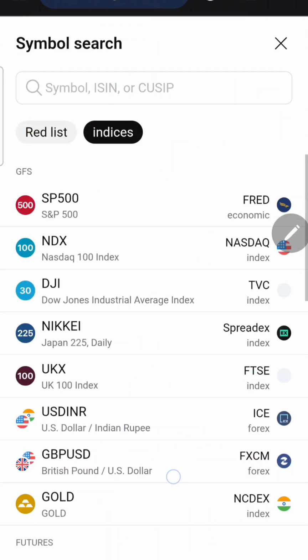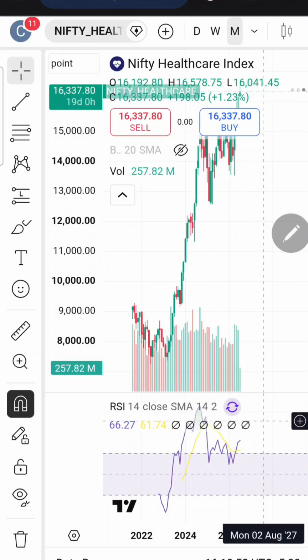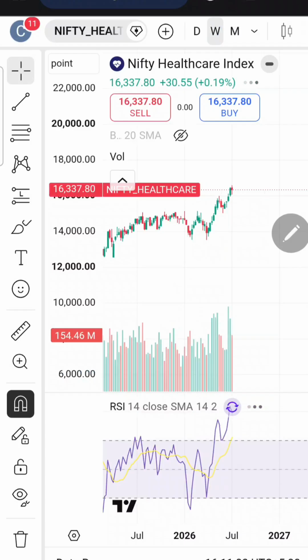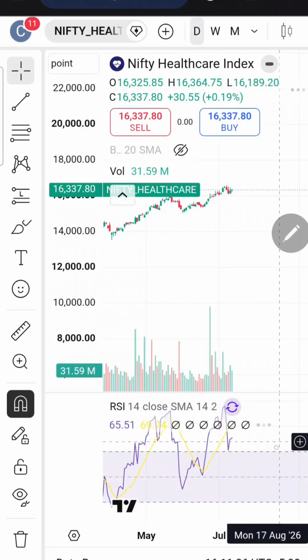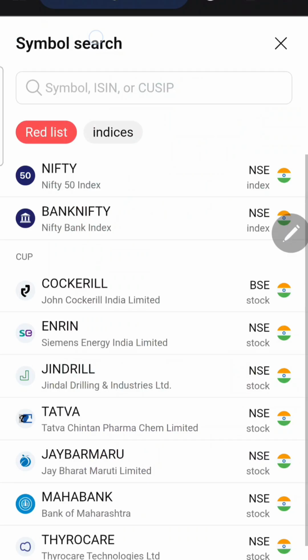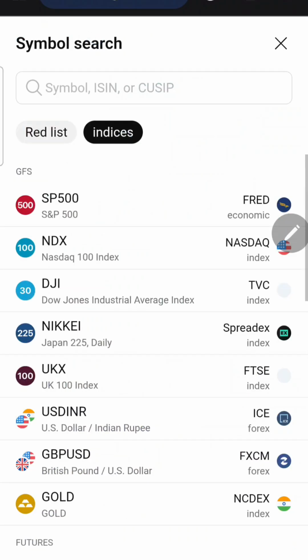Then we have another one, Nifty Healthcare. Healthcare is also, you can see on the monthly chart, above RSI 60. On weekly it is also above RSI 60. On monthly it is taking a support at RSI 60. So it is again an advancing, bullish or outperforming sector.